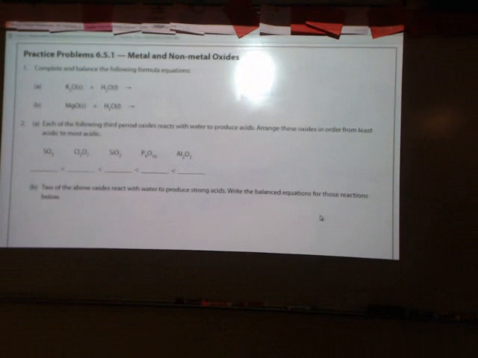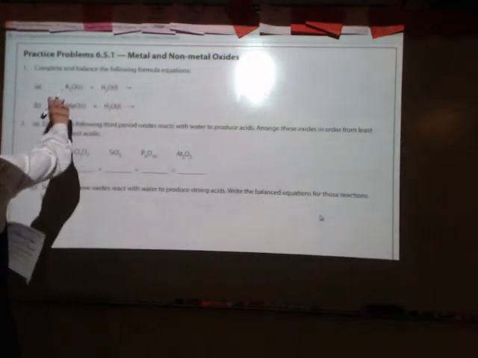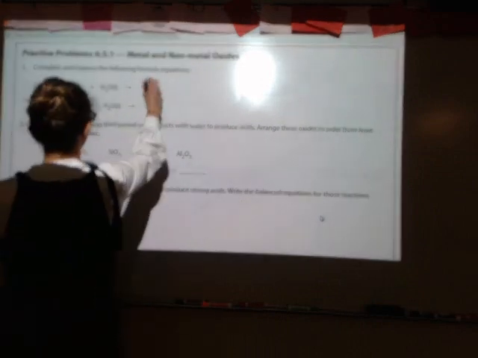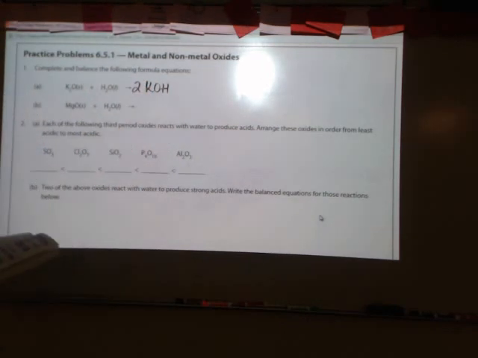Complete and balance the following formula equations. So here you've got a group 1 metal oxide reacting with water. You're going to produce a basic solution, potassium hydroxide. Put a 2 in front of it to balance it.